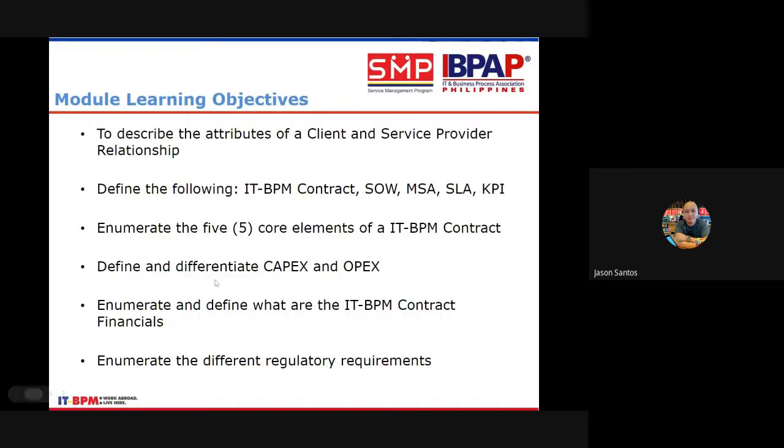So, yan. Module learning objectives: to describe the attributes of a client and service provider. So, what's the difference between the two? We will have this today, as well as the definition of contract, SOW, MSA, SLA, and KPI. And then the rest, we will have this on the next meetings. Okay. So, by then, we would have reached our target na before the midterm.